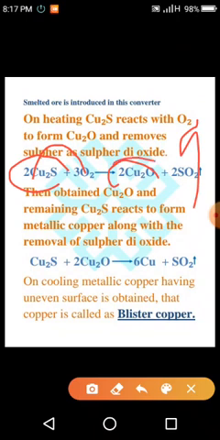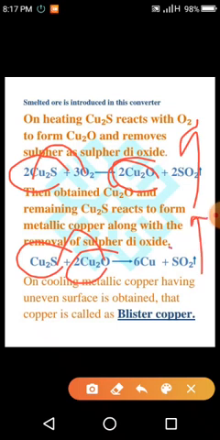Now we have copper oxide. It is produced copper oxide, and you can see the remaining copper sulfide. The remaining copper sulfide and the produced copper oxide react with each other, and sulfur and oxygen combine to form sulfur dioxide. Again, sulfur dioxide gas is removed and the product is copper. This copper is not 99.99% pure. It is known as blister copper.